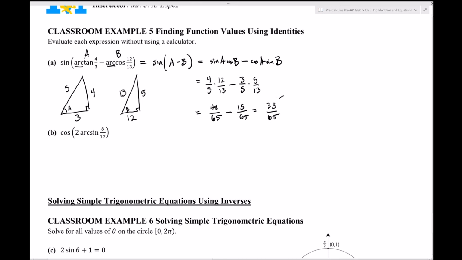33 is just 3 times 11. Both of those are prime numbers. 15 is 5 times 13, and both of those are prime numbers. Neither of those are overlapping, so it's just that. They don't have anything in common. And that's it for example A.